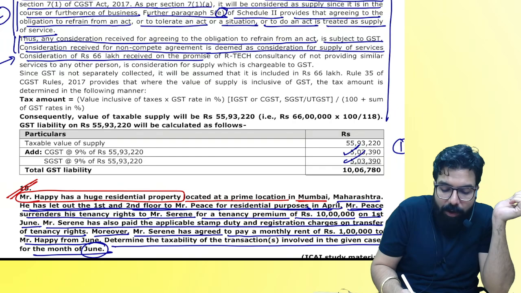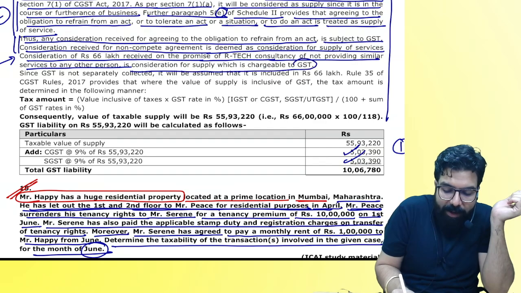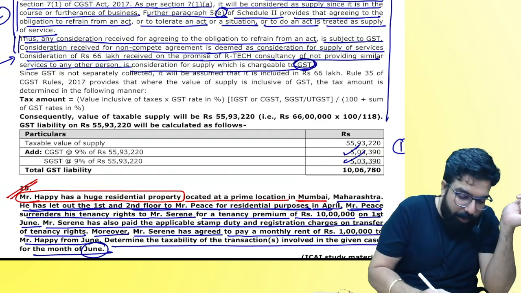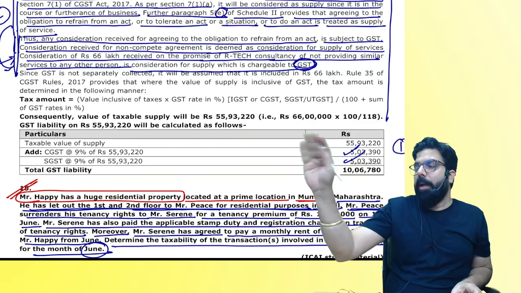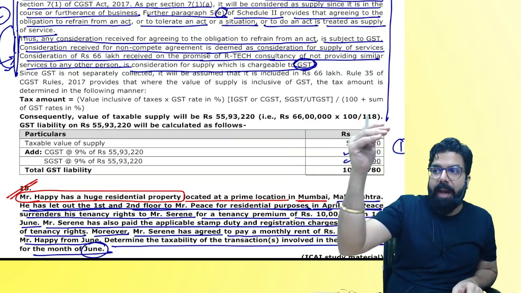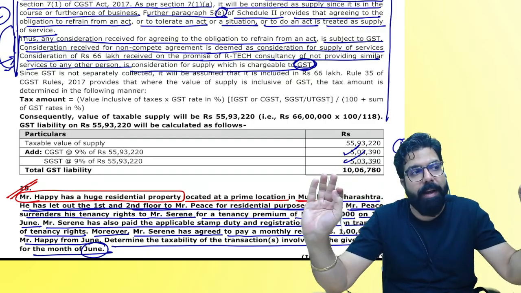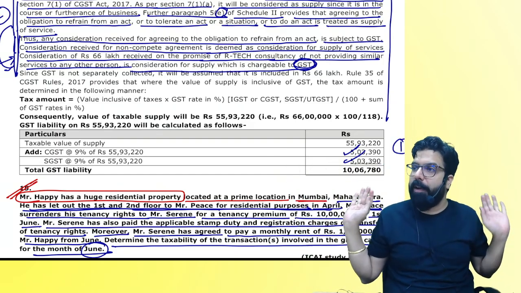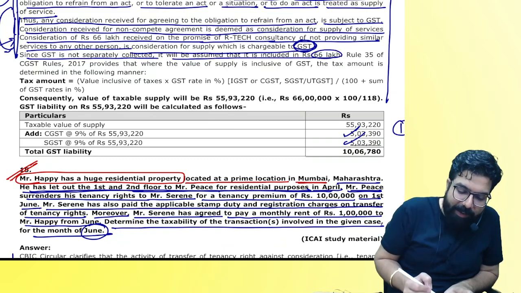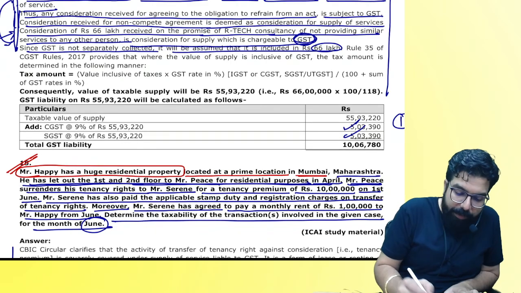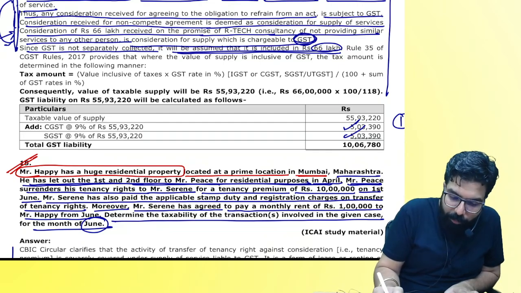Consideration of 66 lakh on the promise of Artec to not provide similar services is a consideration which is chargeable to GST. Are we clear? First we wrote, applying the law, that it is a supply and it is a supply of service. And applying the law, when I am agreeing that I will not do a similar thing, that means I am providing supply of service. Is my point clear? Next. Since GST is not collected, it is assumed that 66 lakh is inclusive of GST. It is assumed that it is included in 66 lakh. 1 minute, everyone. You don't have to write this line.